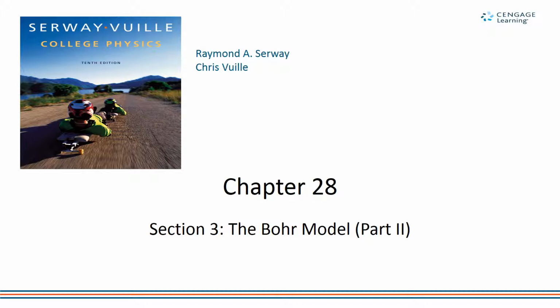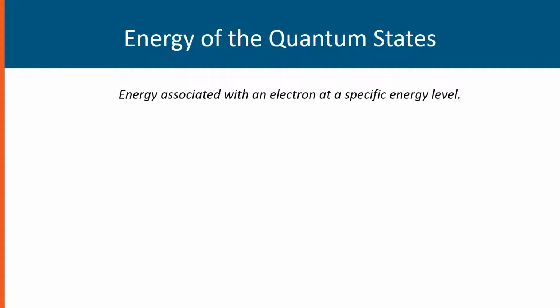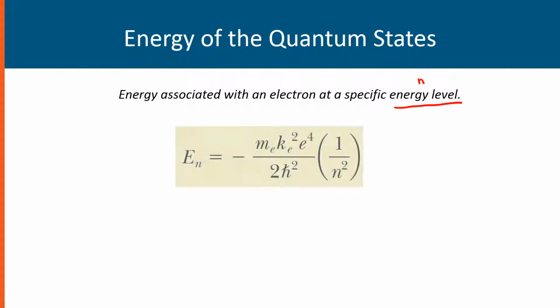This is the second part of the discussion on the Bohr model. Another relevant equation that you have to take note of for this lesson is the energy of the quantum states. So Niels Bohr was able to come up with a formula that allows him to solve for the energy associated with an electron at a specific energy level n. And it is actually this equation.